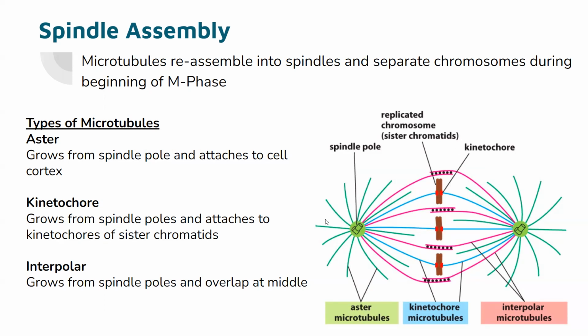And then kinetochore microtubules are ones that are connected to the kinetochores of the chromosomes. And again, chromosomes don't have kinetochores. The kinetochore is a protein that binds to the centromere of the chromosome. And that's what the kinetochore microtubules bind to, to pull the chromosome apart.